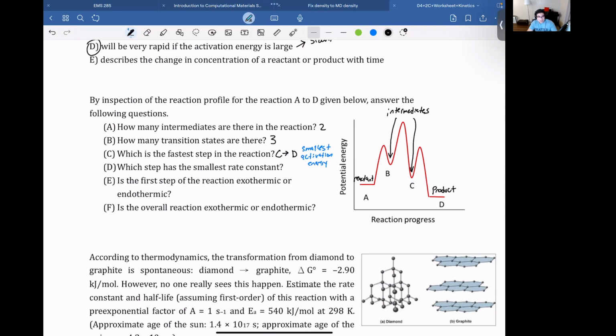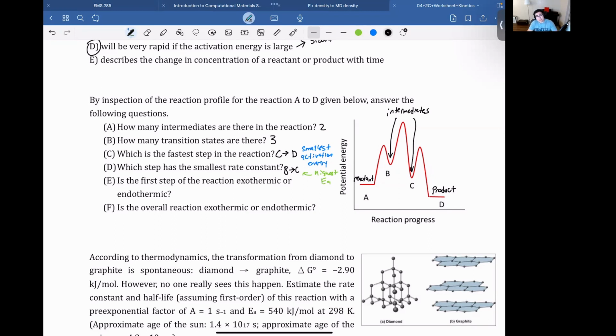D, it says which step has the smallest rate constant, or which one is the slowest. That one is B to C. This one is highest activation energy.